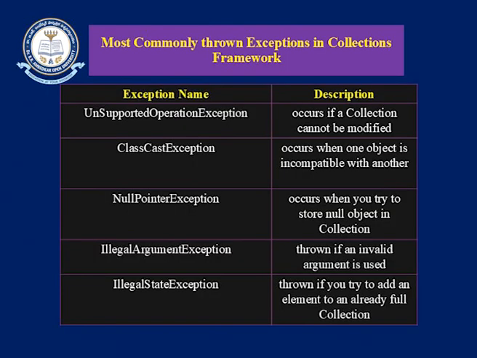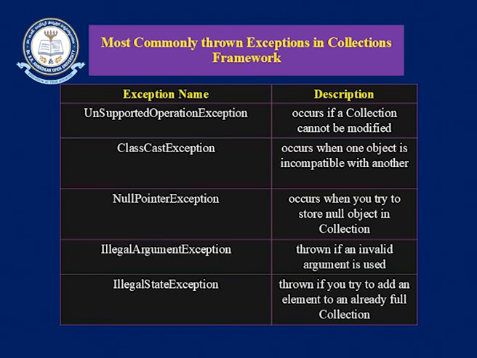Then IllegalArgumentException. It is thrown if an invalid argument is used. Let me give a simple example. Suppose you are working with one application that prompts the user to enter age, but instead of entering the age, I am typing my name. We know that name is a string type, age is an integer type. So, that is an invalid argument. You must enter a valid value, that is int type. If you enter string type, that becomes an invalid argument. So, in such cases, the exception raised is IllegalArgumentException.